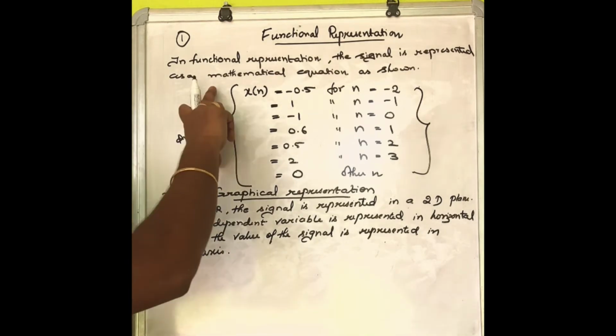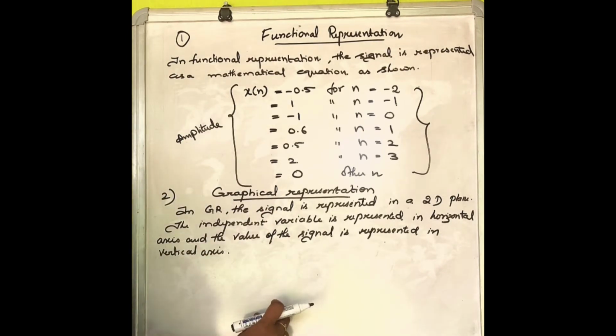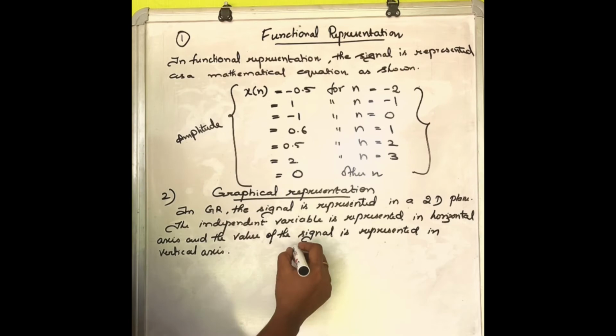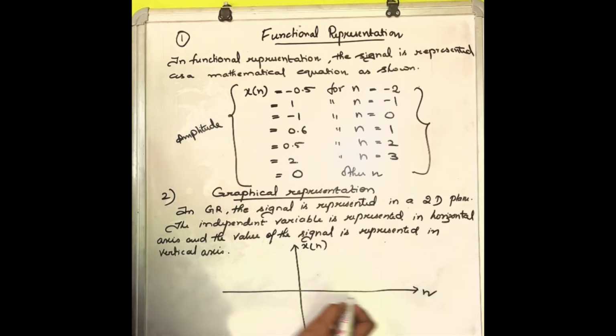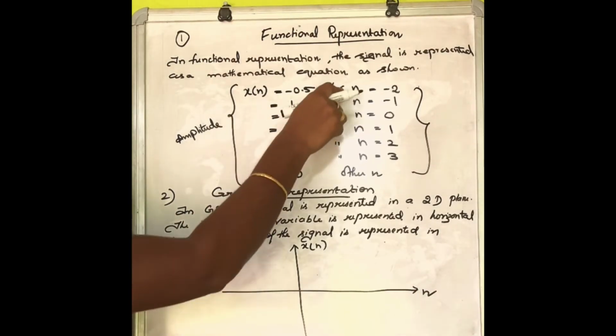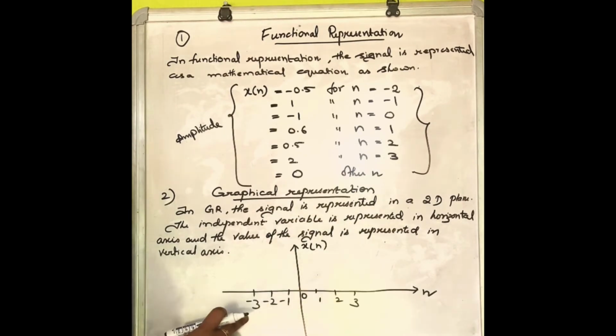Now, for the same functional representation example, we will draw the graphical representation. So here x of n is taken on the y-axis and the instance n is taken on the x-axis. And you know the values of n. So it is 0, 1, 2, 3. Here it is -1, -2, -3. So these are the representations of n. Next comes the amplitude x of n.